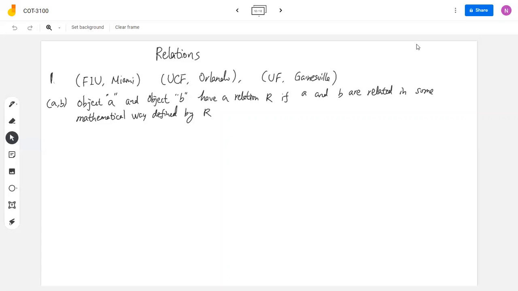Okay. And then we will write A R B. It's very important that usually A and B are an ordered pair, so A R B doesn't imply B R A. It's not the same. For example, we can say FIU is located in Miami. We cannot say Miami is located in FIU. So this ordered pair relation is a directed relation.